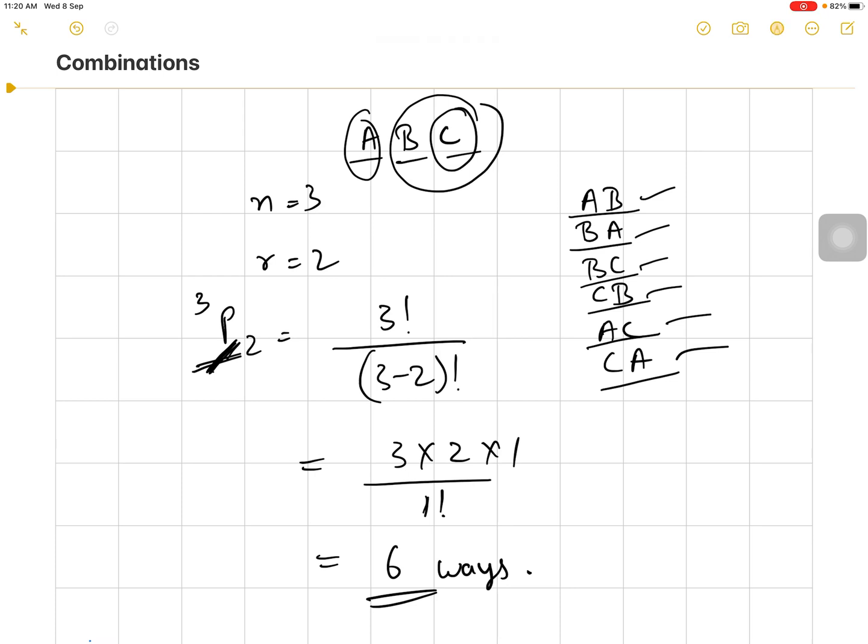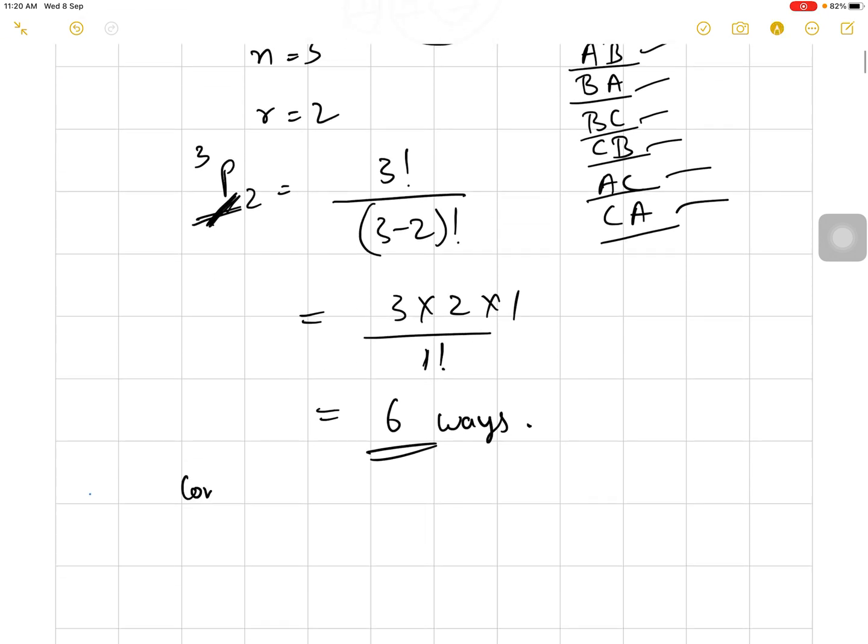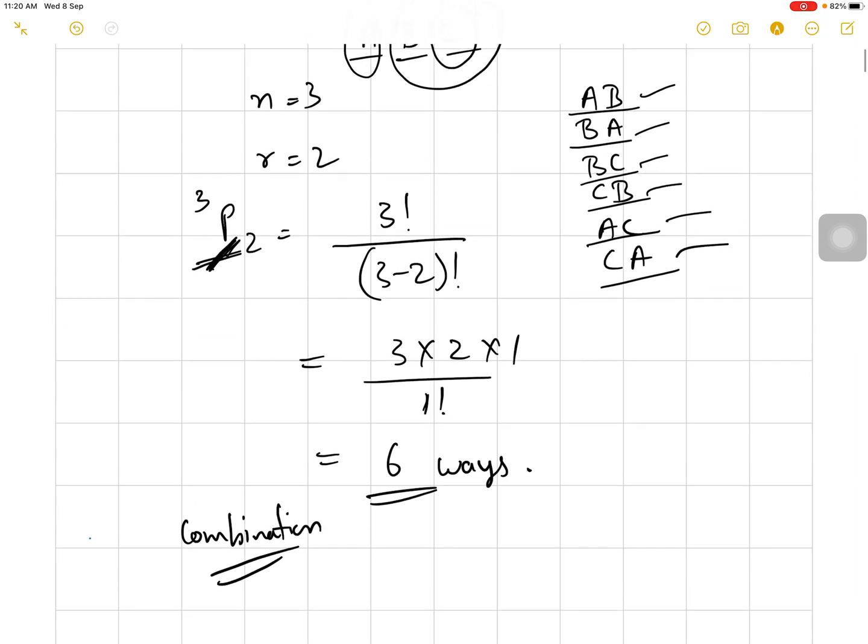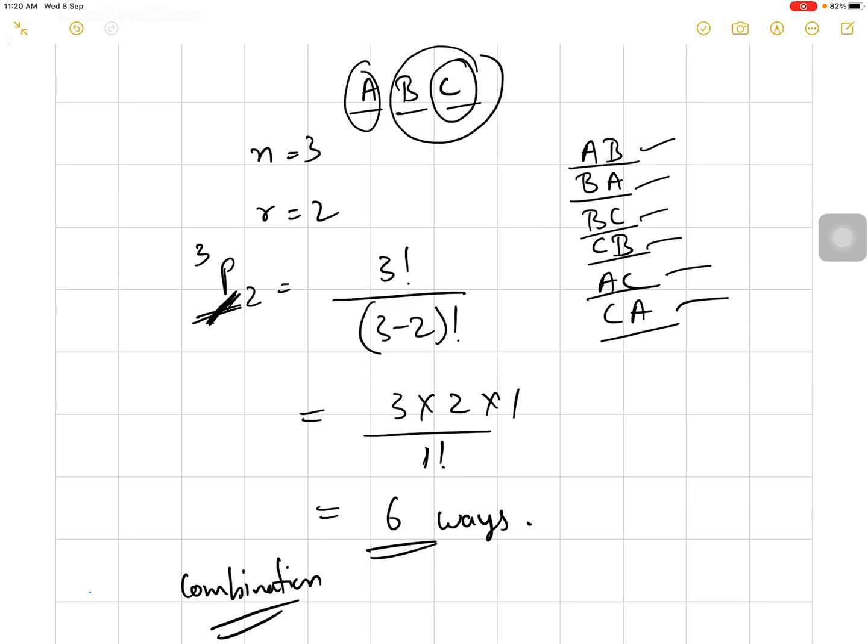But in case of combination, you only select, that's it, you do not arrange it. So when there are 3 items, which is A, B and C, you are supposed to select 2. So here number of items is 3, so n is equal to 3, r is equal to 2 because you are supposed to select any 2.